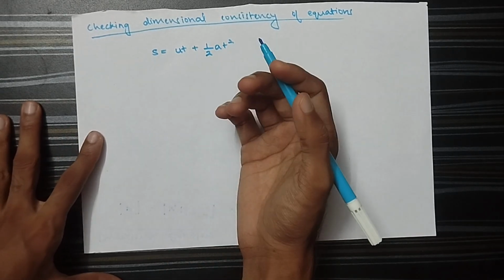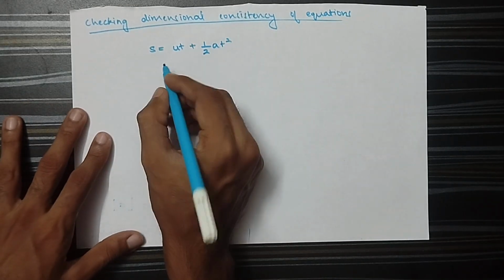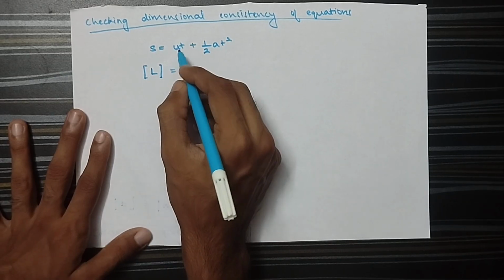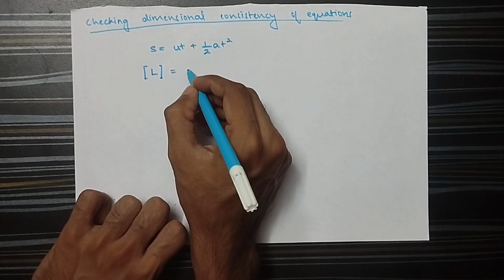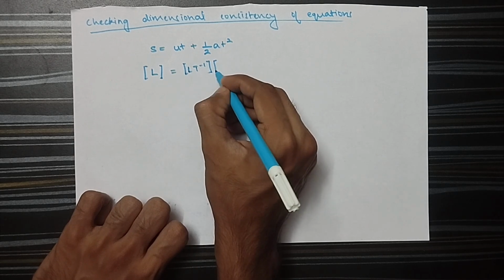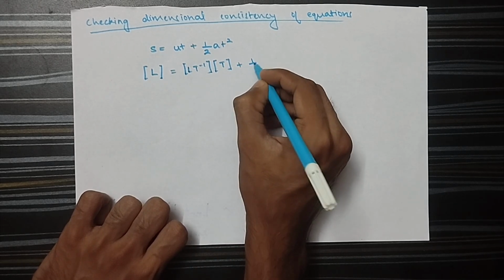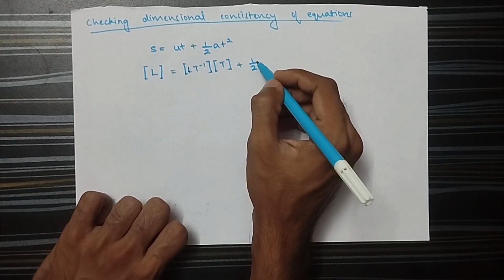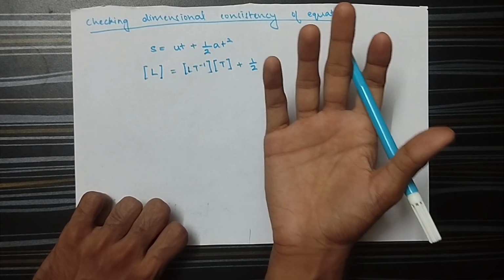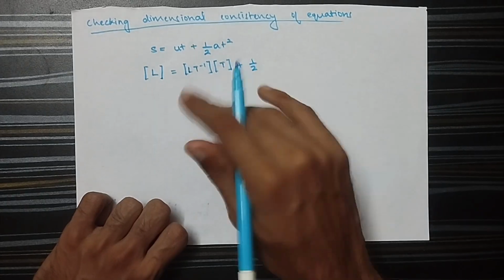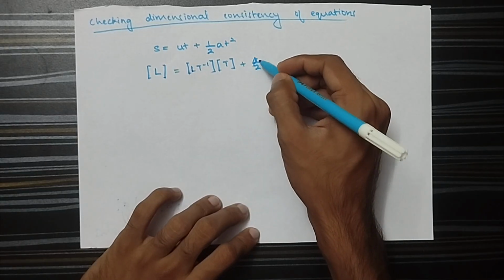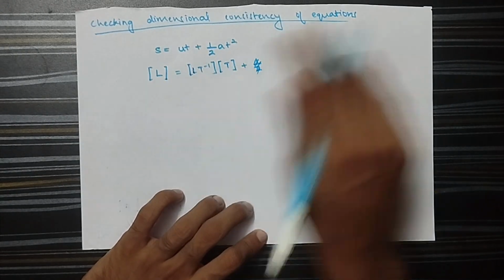So what is S? S is displacement. What is displacement? Displacement is just another form of length. So we write S as L, equal to U. U means initial velocity, so initial velocity is L t to the minus 1, times time t, plus half a t square. Now for writing equations we generally don't write the numbers because the numbers are dimensionless constants. We don't write numbers or constants in a dimensional equation, so we can avoid the half. When we are writing the dimensional form of this, don't write the half because that's dimensionless.